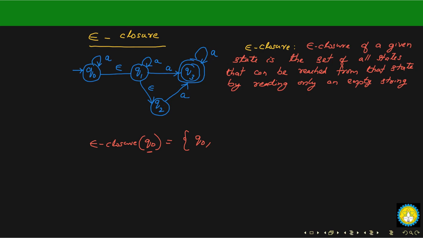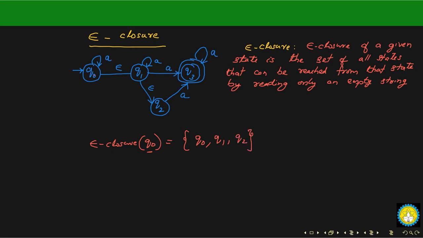If you look here, from Q0 upon epsilon, you can reach Q1. Again, with one more epsilon, you can reach Q2, just by following the empty string. So from Q0 you can reach Q1, and from there, following the empty string again, you can reach Q2. There are no other epsilon transitions here. So from Q0 you can reach Q1 and Q2 by following empty strings. This means that the epsilon closure of Q0 is Q0, Q1, and Q2.